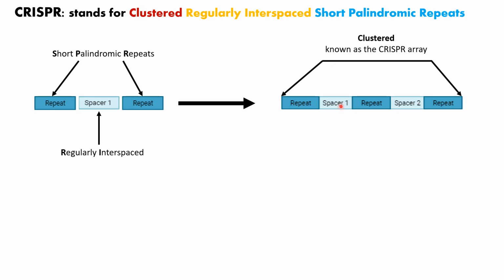And the whole thing here is called a CRISPR array. You might see it in a textbook or in another video. If you see a CRISPR array, this is what it refers to: the palindromic repeats together with the spacers, which are the viral DNA.